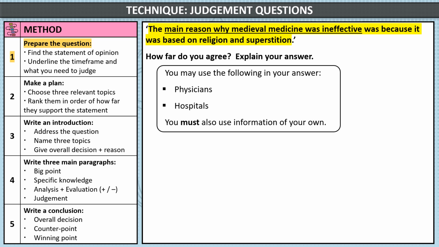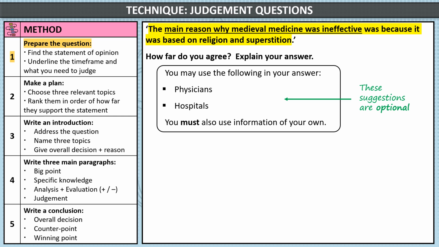Within the opinion statement, we will have a focus. This is what we're being asked to judge. In this case, we have to judge the main reason why medieval medicine was ineffective. The statement is suggesting to us that the main reason was because of religion and superstition. We have to decide whether we agree with that or not. So our answer will feel a bit like a debate between two sides, for and against.